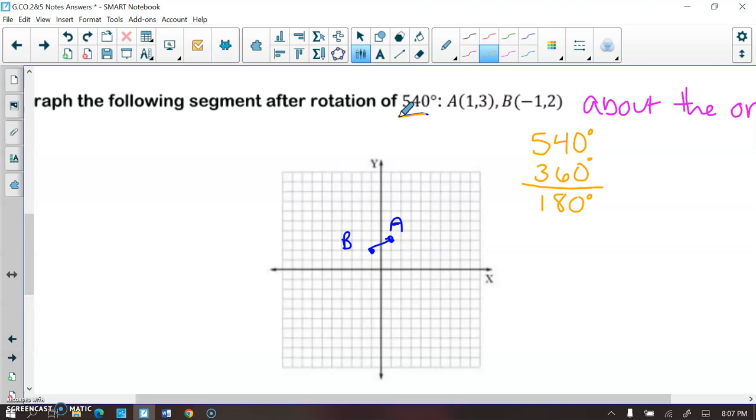And if you know the mapping rule for a 180 degree rotation, you do not need to do that box method. If I know that point A is at 1, 3, a 180 degree rotation would put point A at 1, negative 3. And I know that point B is at negative 1, 2. That would put point B at 1, negative 2. And that's all you would need to do. So knowing your mapping rules does come in handy when you are doing rotations about the origin. All right, that's the end of this lesson.